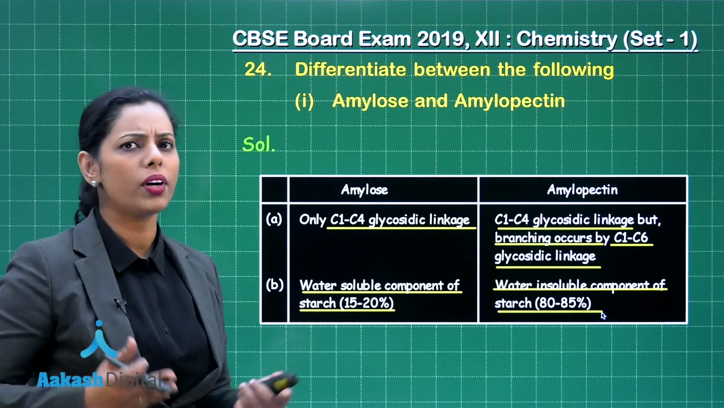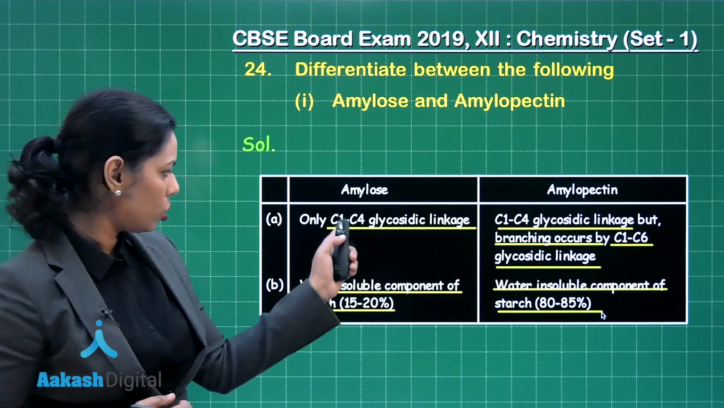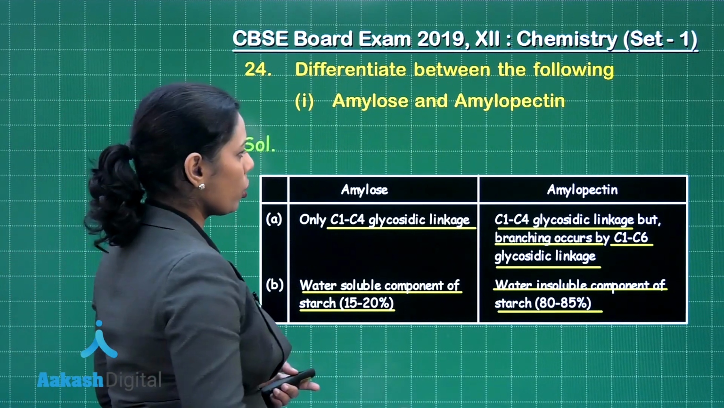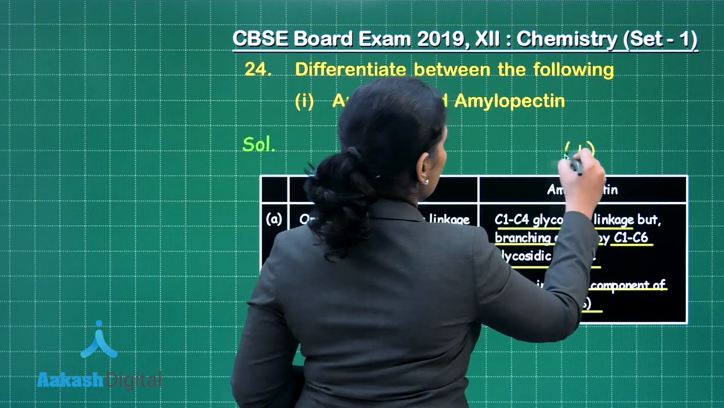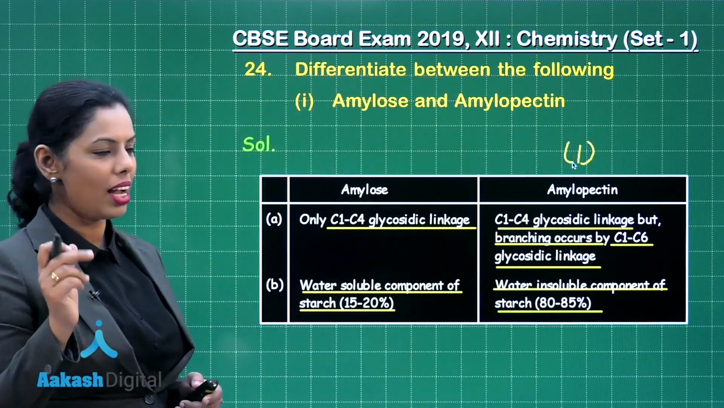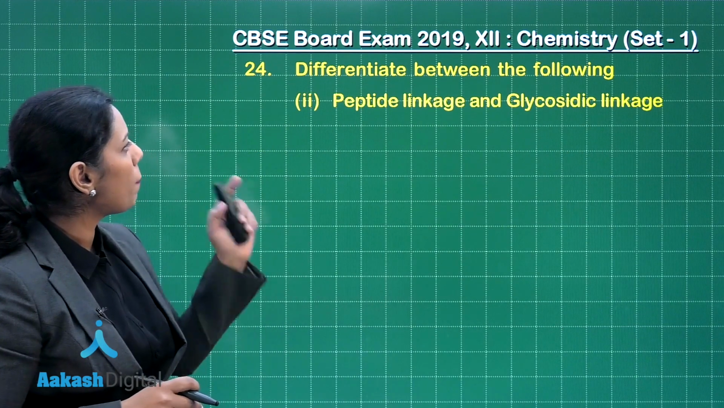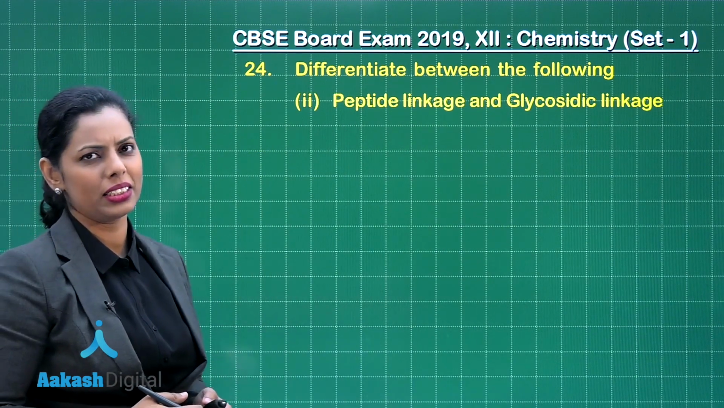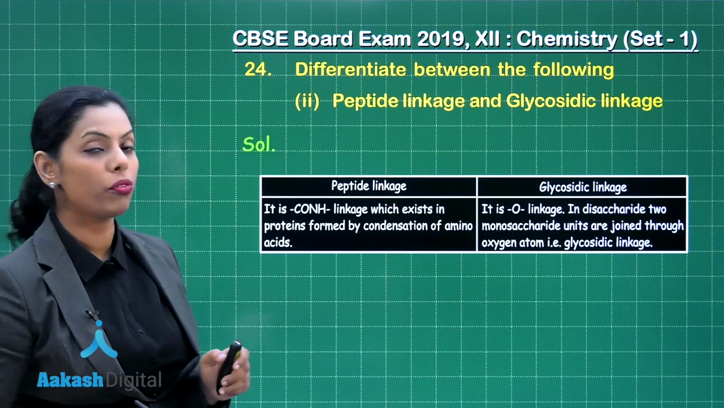On writing only one difference, you will get 1 mark. So, I have just given you the two differences. You can write any of them to get the full 1 mark. After that, the second part, peptide linkage and glycosidic linkage. You can differentiate in the form of a table.